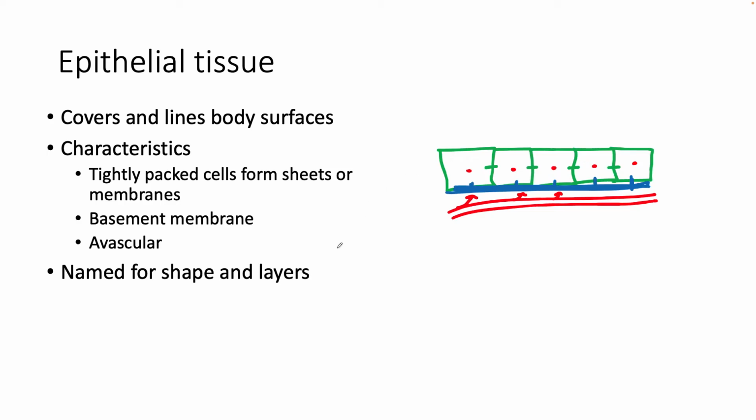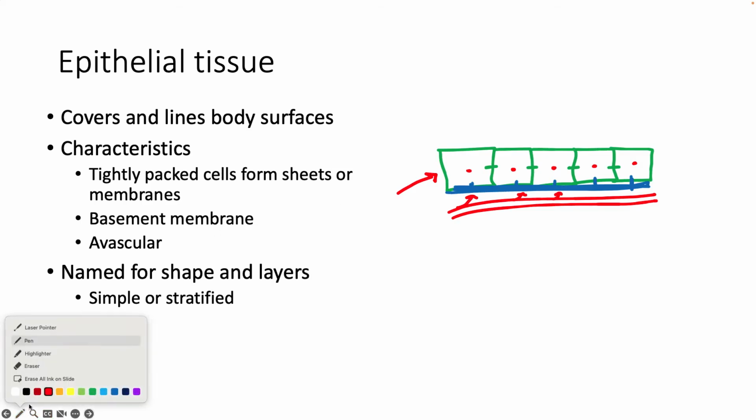Now, the epithelial tissues are named really nicely. They are named for their shape and for the number of layers there are. So I've drawn one layer of cells here. You see how I just have one layer and then the basement membrane? That's called simple. Simple because there's just one layer, so that's simple to remember.